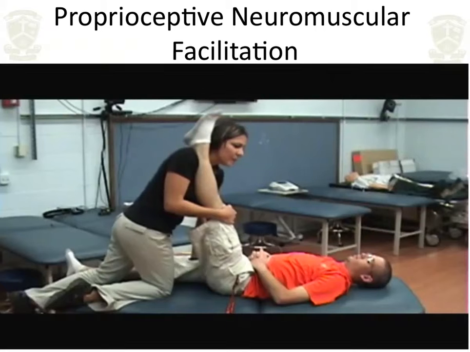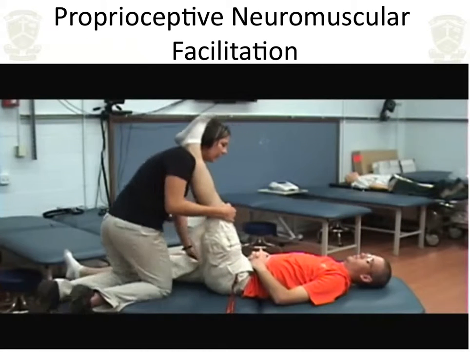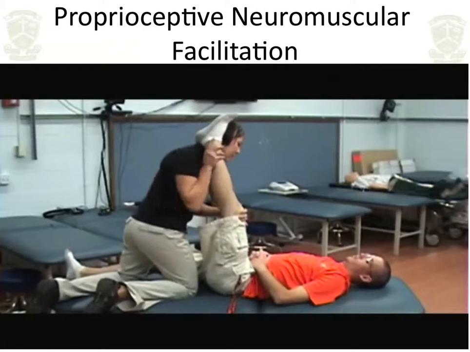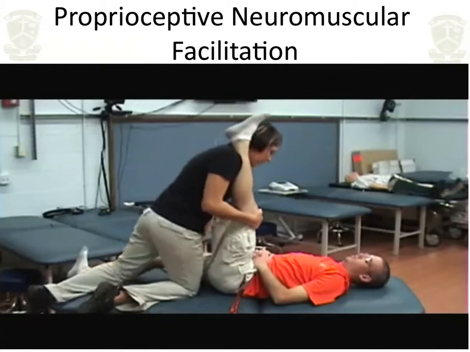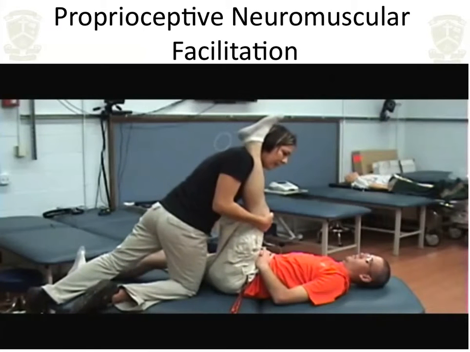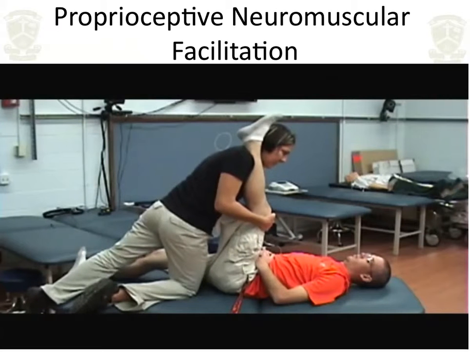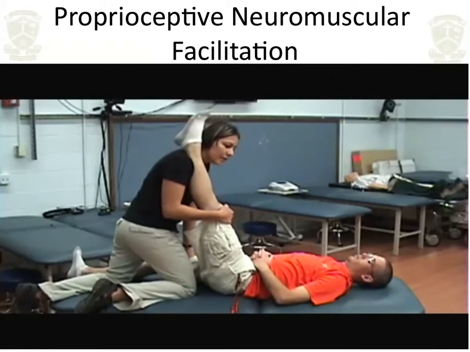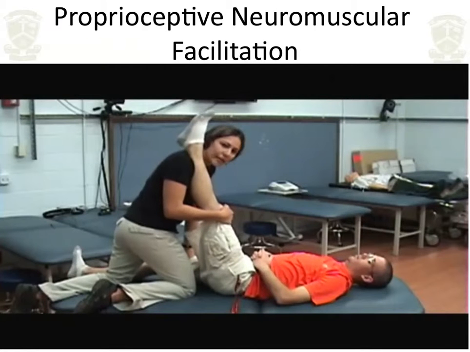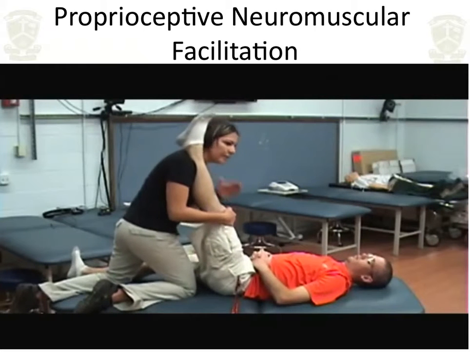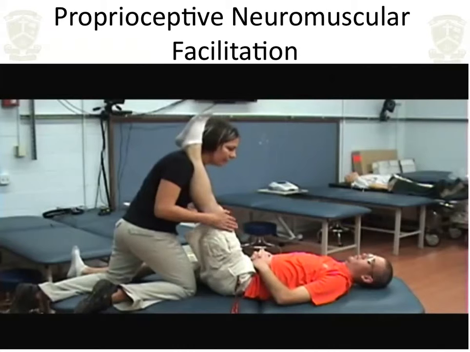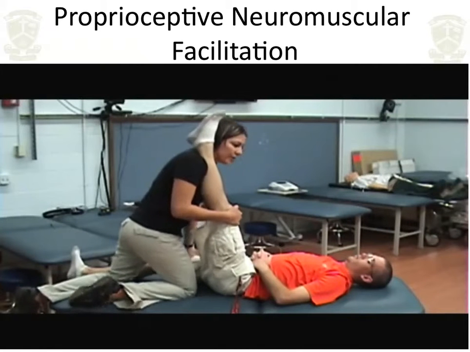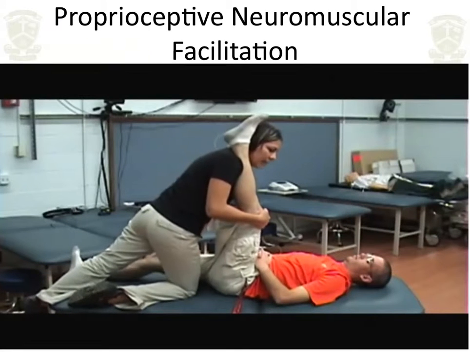This is once again an isometric stretch. After 10 seconds, relax. And I'll stretch it for 10 more seconds. Repeat this again. This is once again the hold relax technique. He'll be pushing against me for 10 seconds, isometric. And then another stretch for 10 seconds. We'll do this about 3 or 4 times.